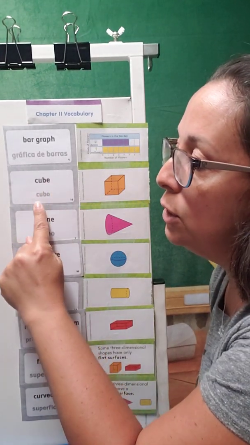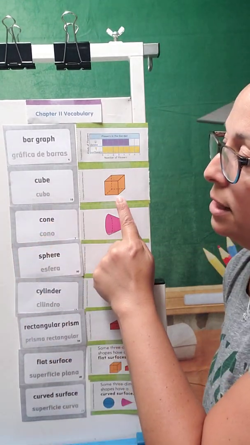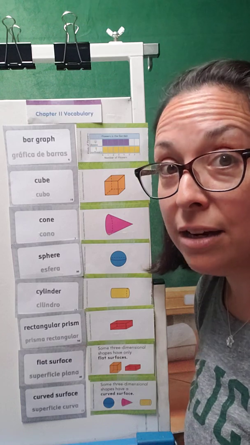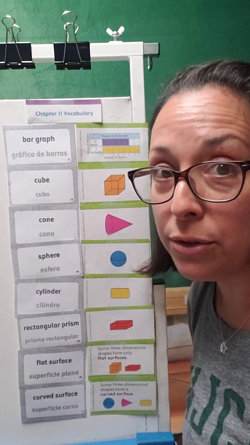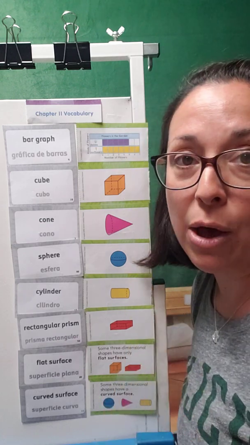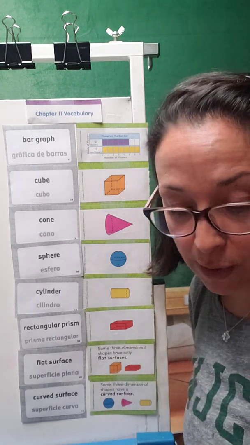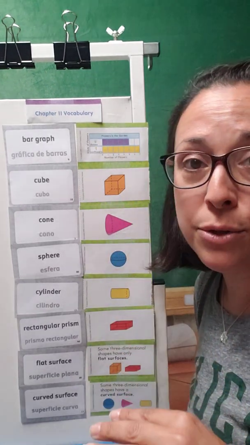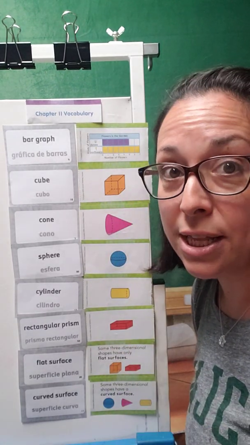Cube. Cubo. And that's a picture of a cube. Now, I want you to understand that it's not a square. No es un cuadro. Okay, a square is a flat surface. We're talking about solid surfaces. So I wanted to give you an example. No es un cuadro porque estamos hablando de formas sólidas, no planas.